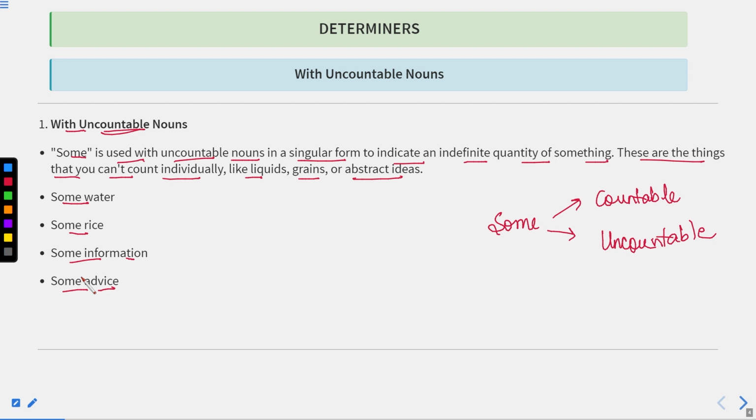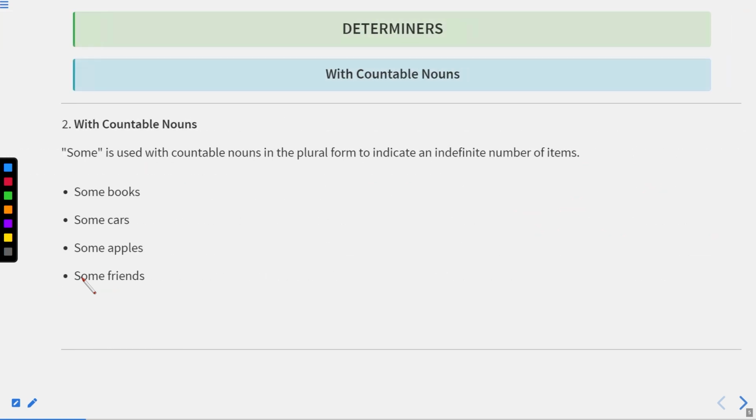But I cannot say some advices. I cannot say some informations. Why so? Because information cannot be counted. Now some information means some processed data, or some data which has been processed. Or some rice, it means a little amount of rice. Okay, now let us move to the next one.